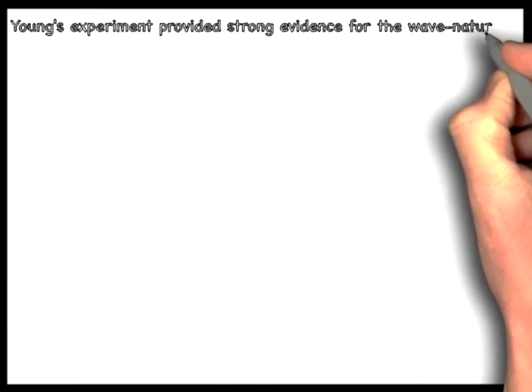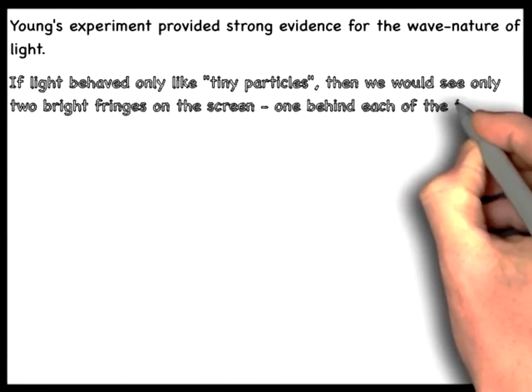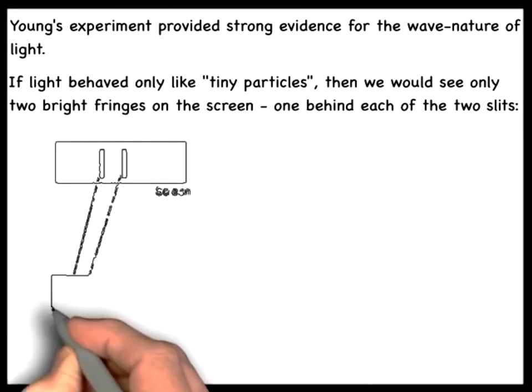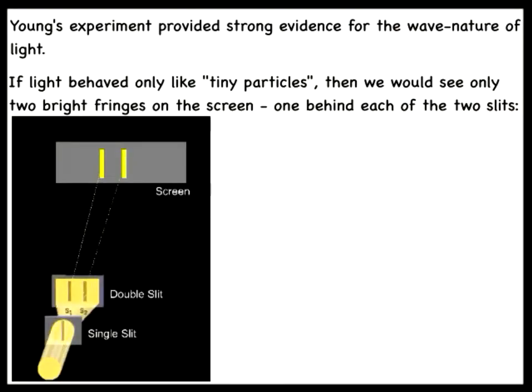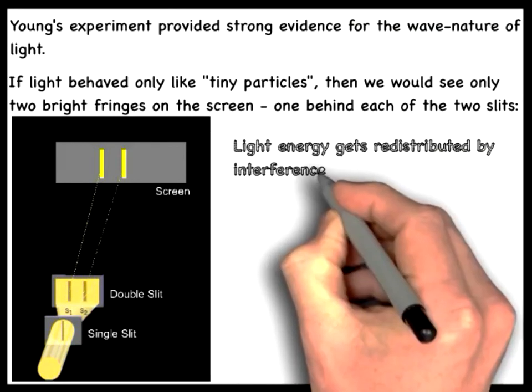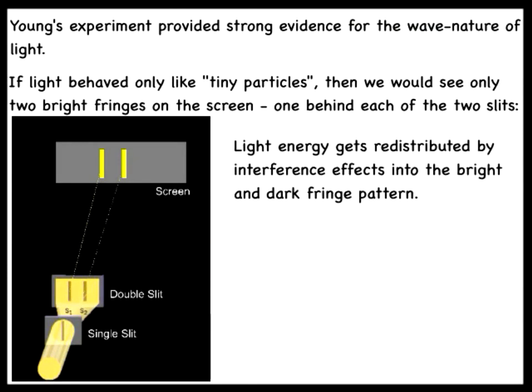Historically, Young's experiment provided strong evidence that light has a wave-like character. If light behaved only as a stream of tiny particles, as others believed at the time, then the two slits would deliver the light energy into only two bright fringes located directly opposite the two slits on the screen. Instead, Young's experiment shows that the wave interference redistributes the energy from the two slits into many bright fringes at locations on the screen where the constructive interference condition is satisfied.